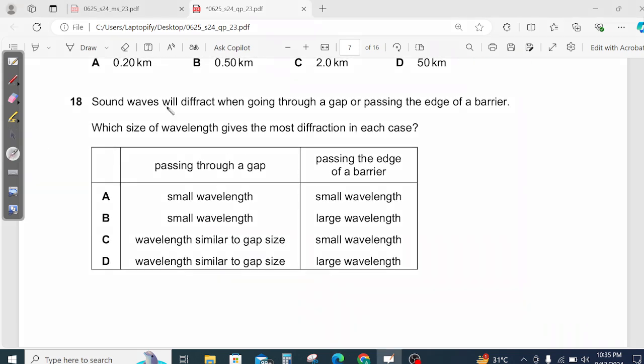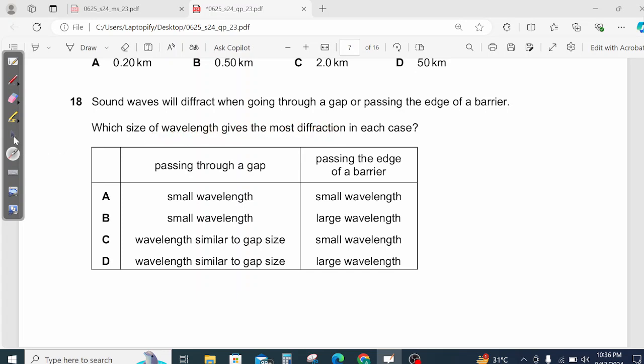Sound waves will diffract when going through a gap or passing through the edge of a barrier. Which size of wavelength gives the most diffraction in each case? What is diffraction? Diffraction means the bending of waves around the edge of obstacles or barriers. So the question is what is the condition in which the size of wavelength gives the most diffraction?